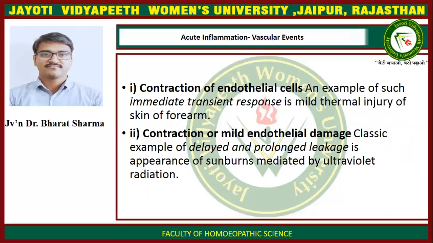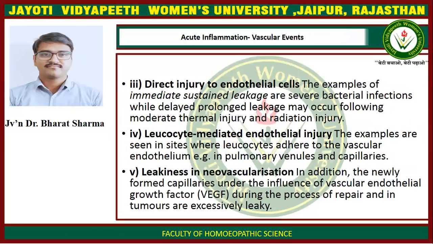Second is mild endothelial damage, a classical example of delayed and prolonged leakage, is the appearance of sunburn mediated by ultraviolet radiation. Third is direct injury to the endothelial cell. The examples of immediate sustained leakage are severe bacterial infections, while delayed prolonged leakage may occur following moderate thermal injury and radiation injury. Fourth is leukocyte mediated endothelial injury.